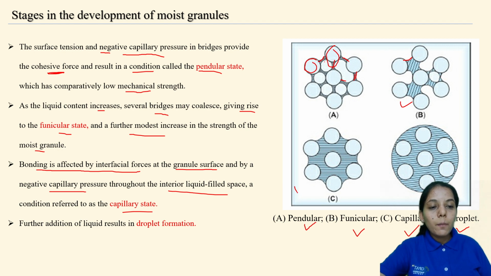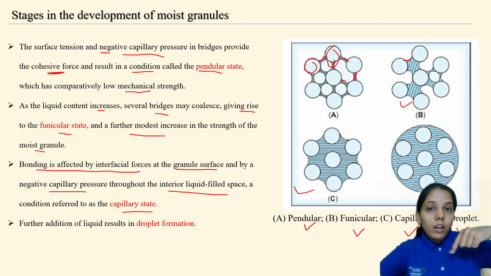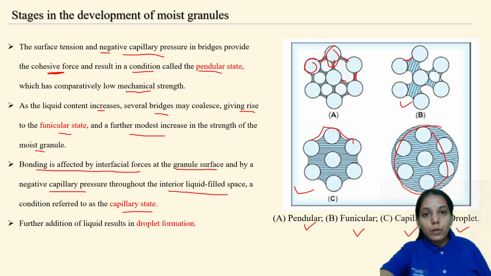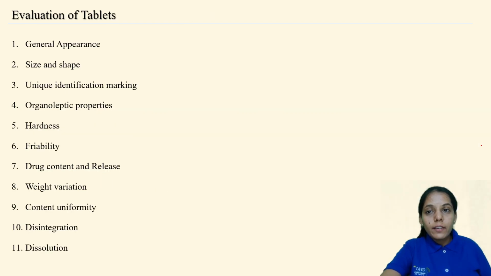Third, you can see a boundary will create between the ends of the particles. That is nothing but a capillary state. Further addition will form a droplet formation. If you add more liquid, a perfect agglomerate of a droplet will be created, and these are the stages in the development of wet granulation. So remember, pendular, funicular, capillary, and then droplet. These are the 4 stages and their sequence.